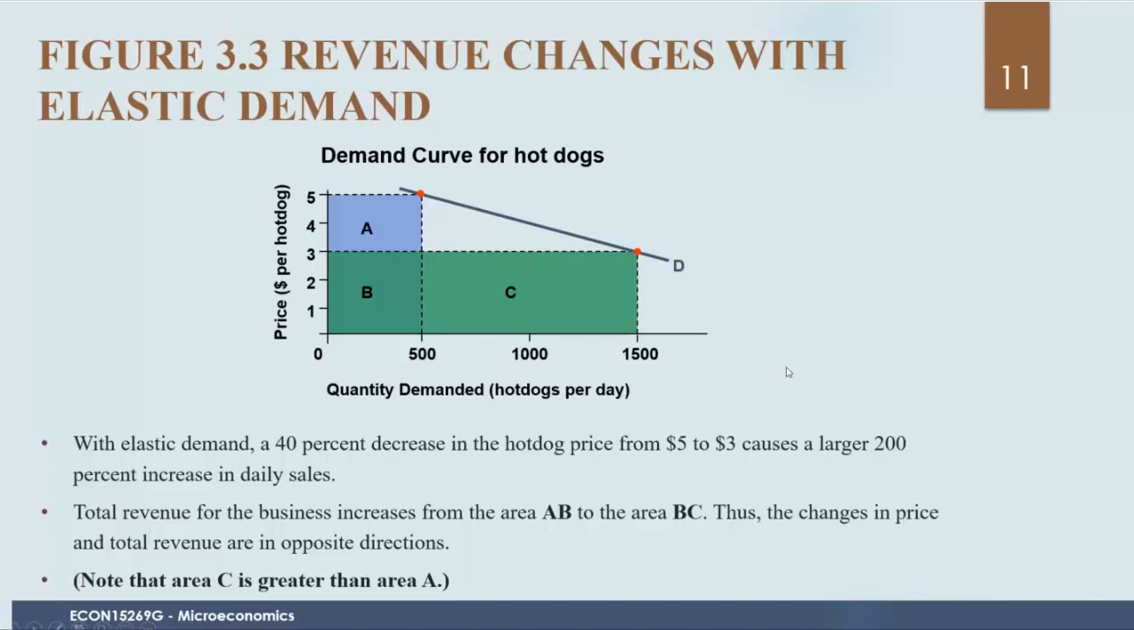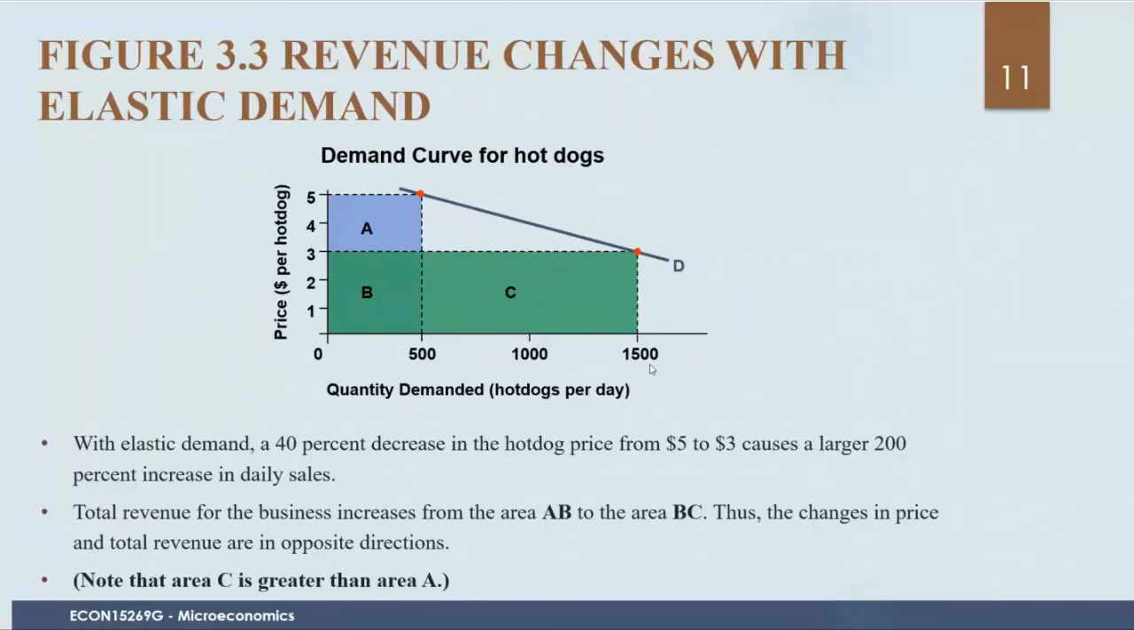Well, we need to think about the percentage changes. So here we have a 40% decrease in the price of hot dogs, but we have a 200% increase in sales. We go from 500 to 1,500. So when the percentage change in the quantity demanded is greater than the percentage change in the price, we say that the demand is elastic. And when it's elastic, we will see that the revenue will increase.